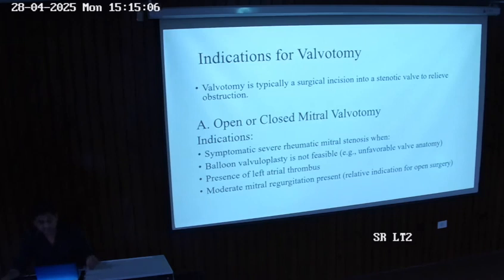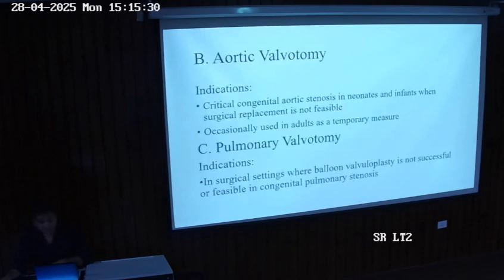Like this, if an atrial thrombus is present, valvuloplasty is contraindicated. In that condition also we can go for the incision in the stenotic valve. If moderate MR is present, that again is a contraindication for valvuloplasty. So in these conditions only we use valvotomy. Aortic valvotomy is for critical congenital aortic stenosis in neonates and infants only. Pulmonary valvotomy is indicated in surgical settings when valvuloplasty is not successful. After that, we can use it.